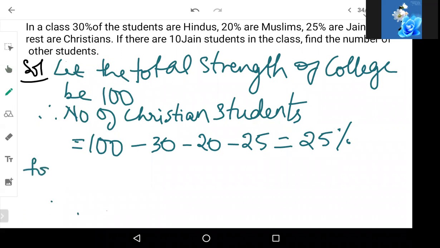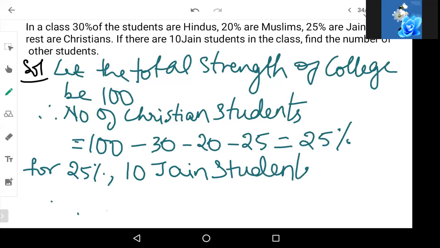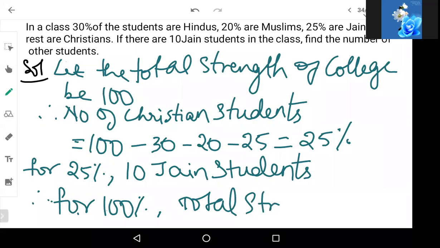Now, for 25% of students, there are 10 Jain students. For 25%, there are 10 Jain students. Therefore, for 100%, the total strength is how much? For 25%, we know there are 10 Jain students. For 100%, what is the total strength? Now you can take this as X. So for 25%, if there are 10, for 100, how much?